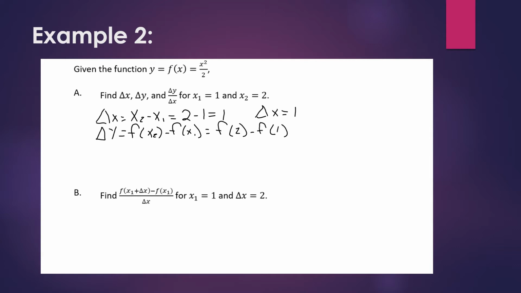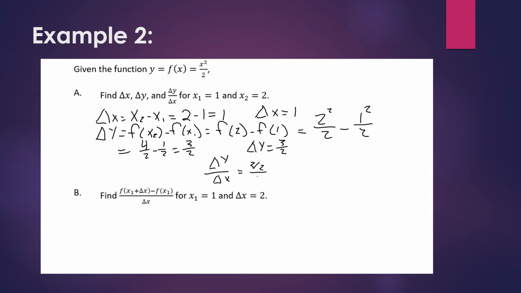So I'm going to have to plug in for x squared over 2. So this is 2 squared over 2 minus 1 squared over 2. And this would be 4 over 2 minus 1 over 2, which is 3/2. So my delta y is 3/2 or 1.5. And then they ask, what is delta y divided by delta x? So delta y over delta x is 3/2 over 1, which would be 3/2.